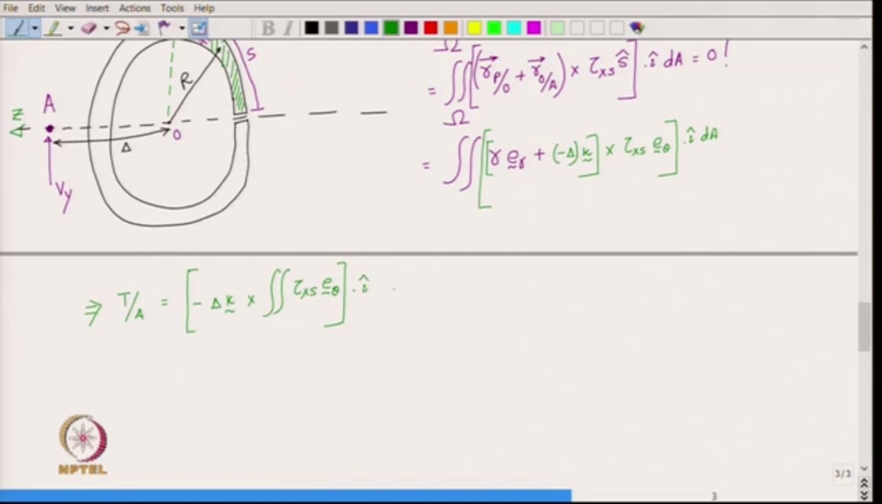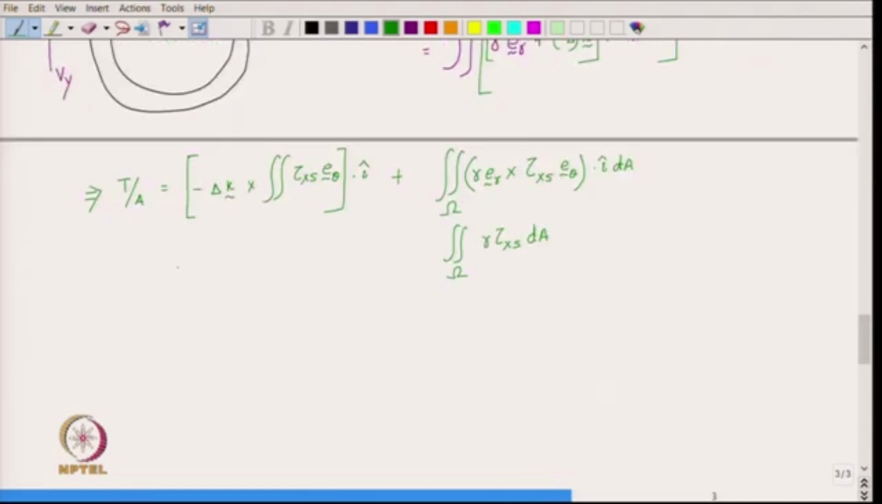Okay. Then the second term we have plus integration over the cross section of r e r cross product tau x s e theta dot with i dA, but then e r cross e theta is simply e z, and i is pointing in the axial direction. So, this is basically r times tau x s dA, all right.